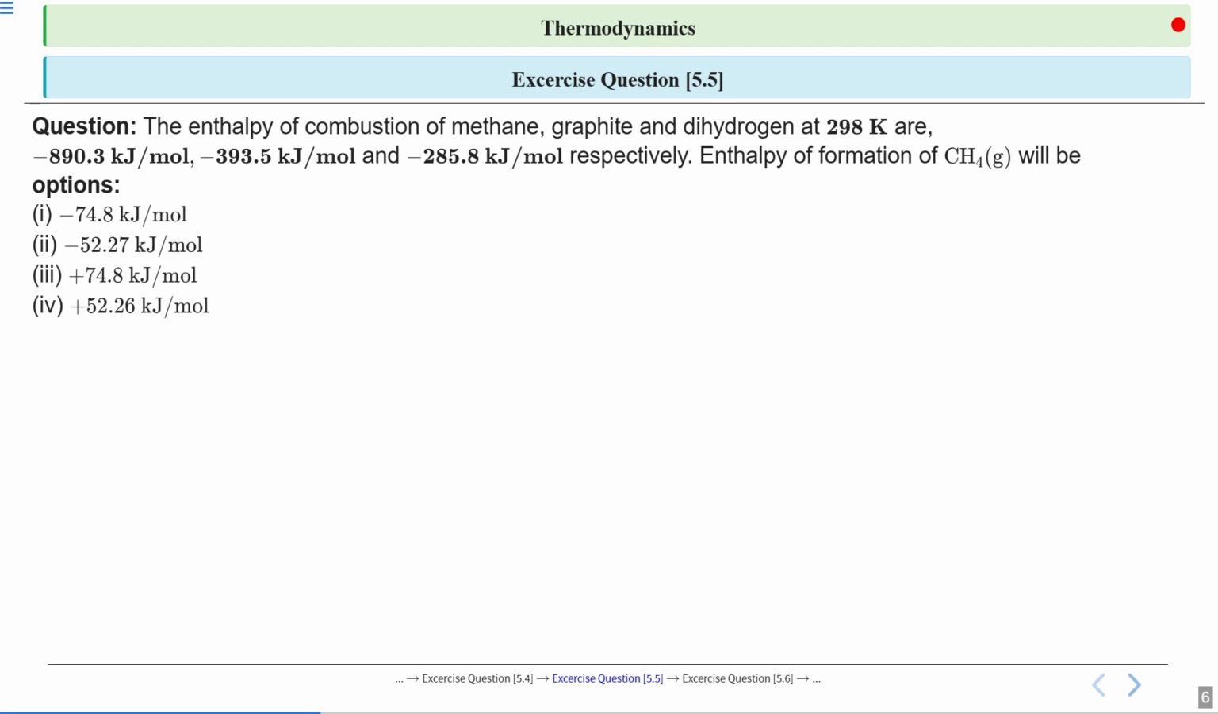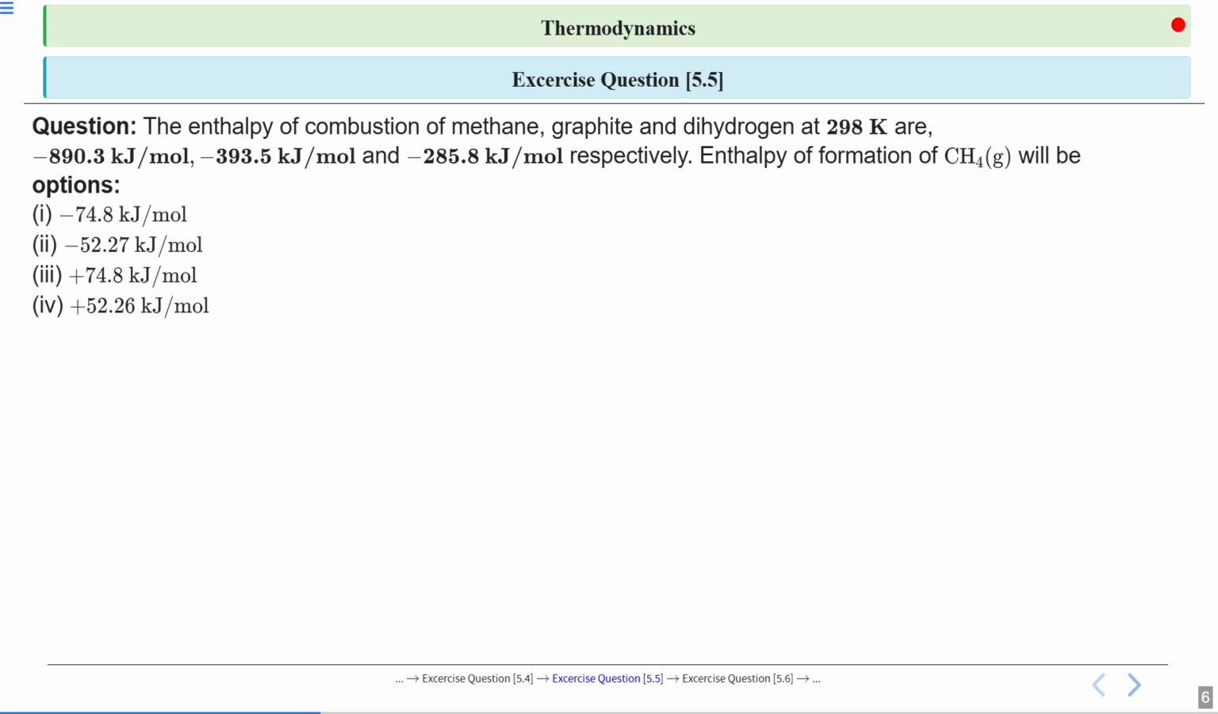So these are respectively for methane, graphite, and hydrogen. One more thing you can notice, which is very obvious but an important point: the combustion process always releases energy, and you can see it clearly from the examples. They all have a negative value of the enthalpy change.